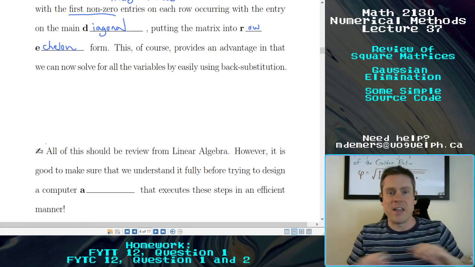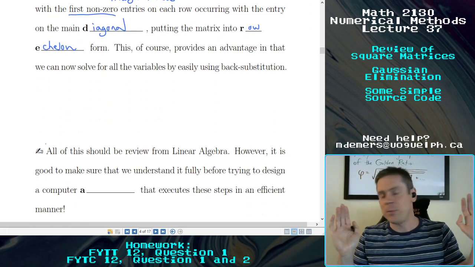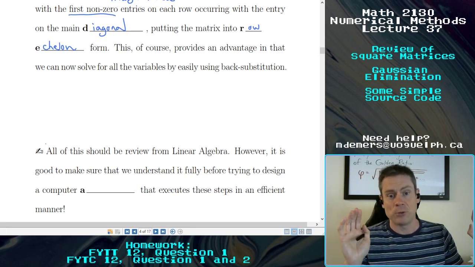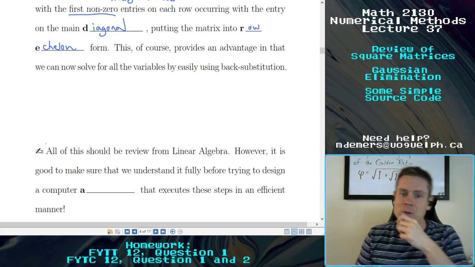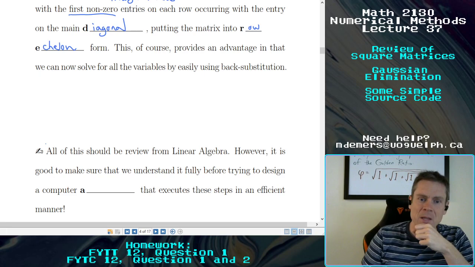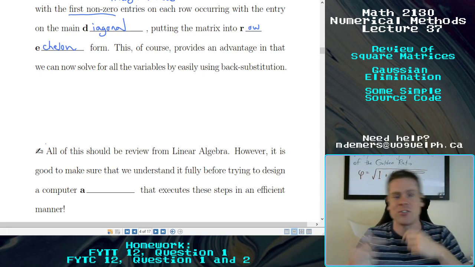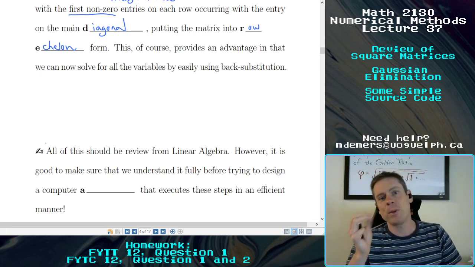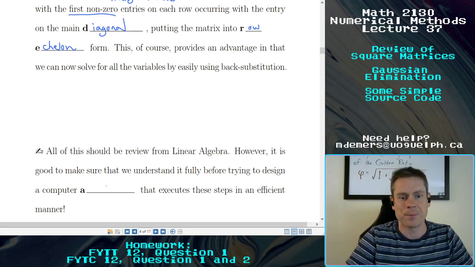Okay, all of this, I mean, I know it's been a year for many of you, most of you, right? But it should all be reviewed from linear algebra. But I think it's really good to understand it fully before we try to design a computer algorithm. Because what we're going to do, right?